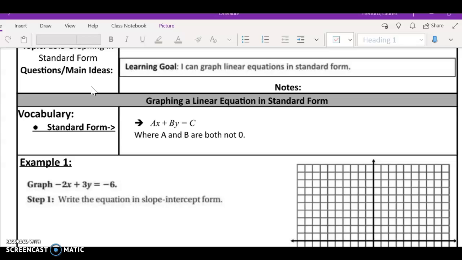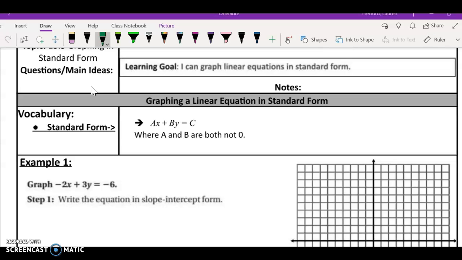Standard form is a type of equation for writing a line. So it's what we've been doing, it's just a different way to write it. So we have ax plus by equals c, where a and b are both not 0.